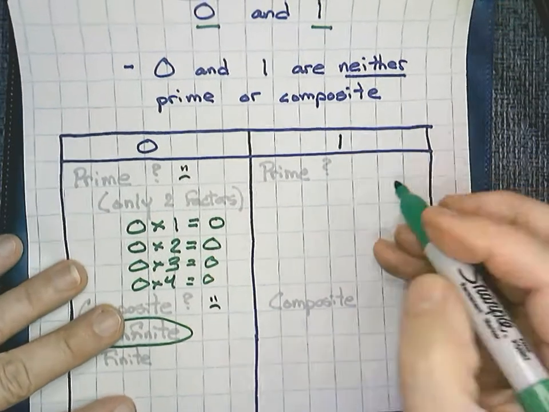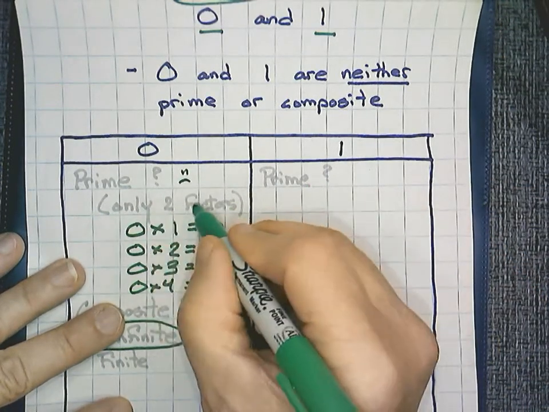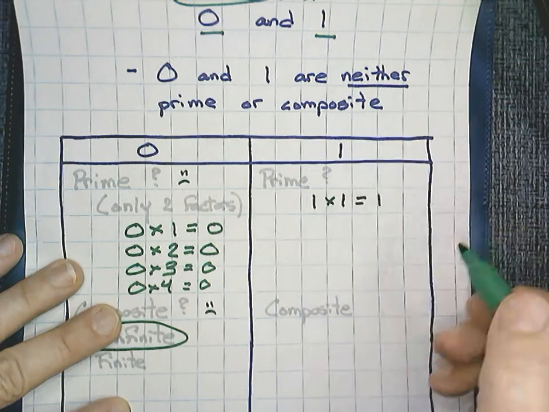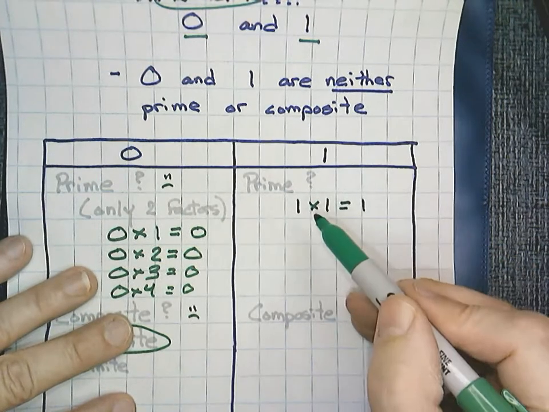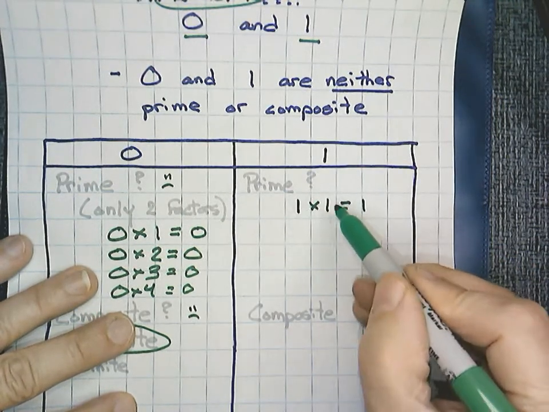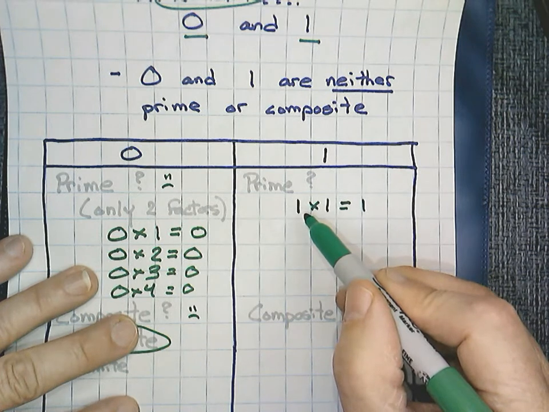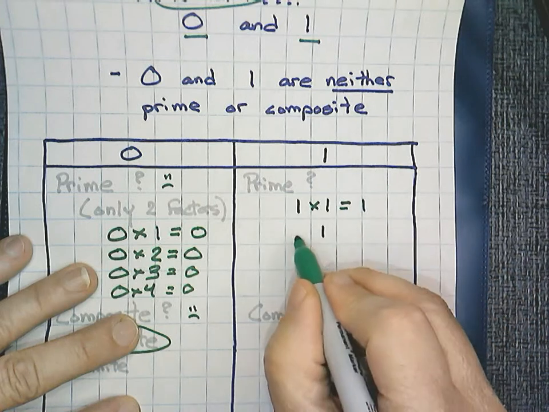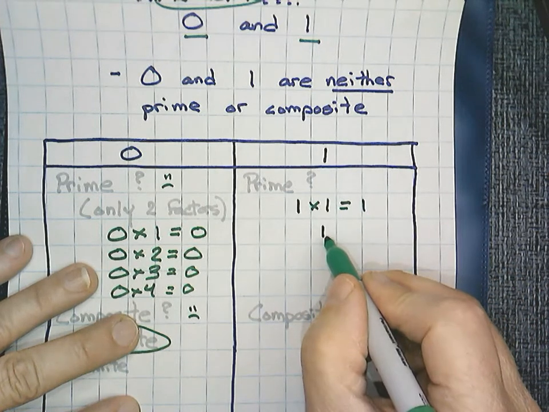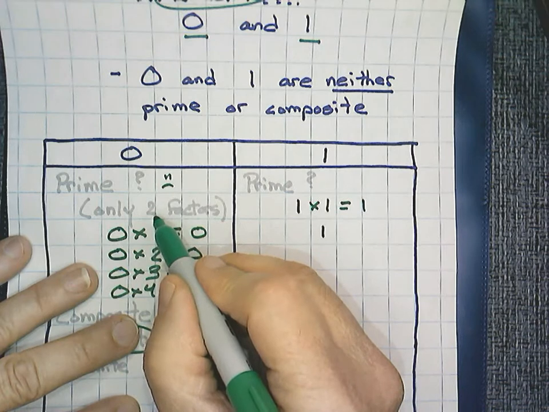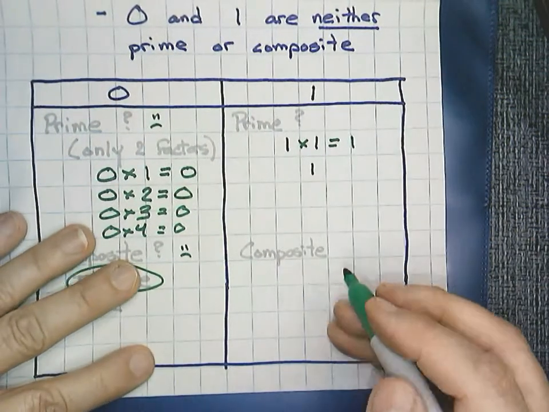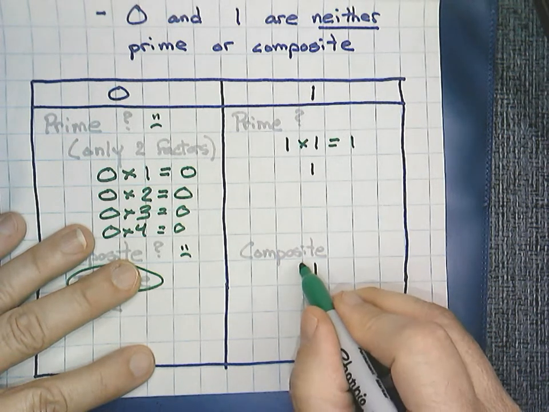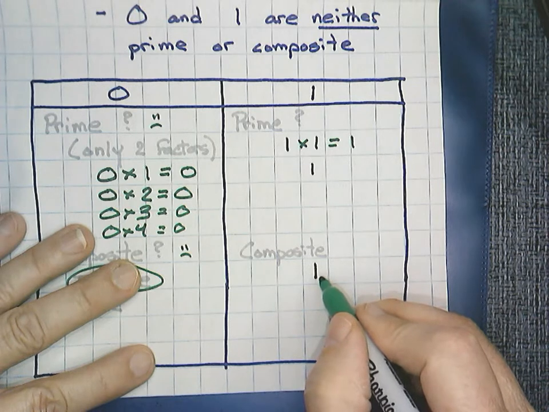How about 1? Well, to be prime, it would have to have only 2 factors. 1 times 1 equals 1. Well, we could argue and say, isn't that 2 factors? No, remember that when we list our factors, if they're the same, we only list it once. So we only have 1 factor, not 2. Is 1 a composite number? No, because we have only 1 factor. And remember, our definition of composite is more than 2. Well, that is not more than 2.